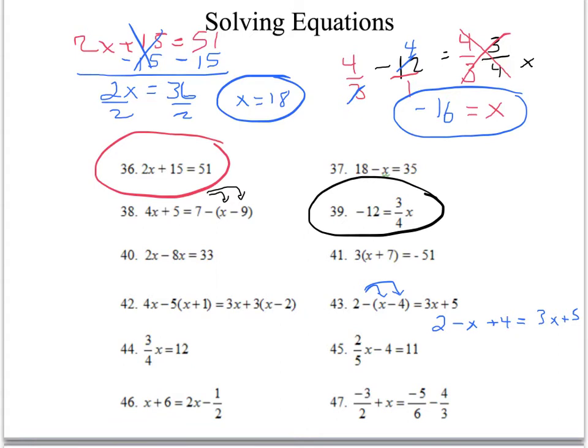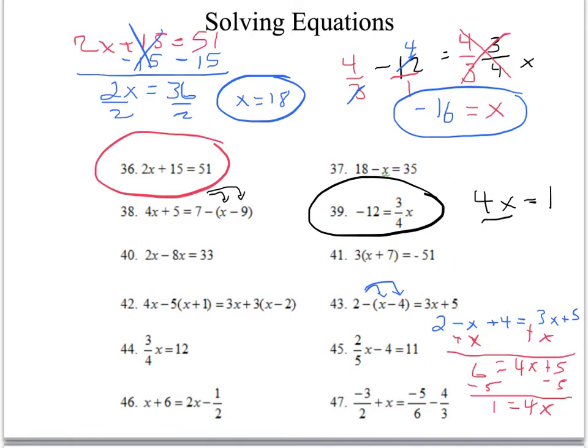Next, we have to get all our x's on one side of the equation. So I'm going to add x to both sides and combine terms. So I'm going to do a couple things at once. I'm going to add the 2 and the 4 together to get 6, and that equals 4x plus 5. And then, of course, I need to subtract 5 because, like I said earlier, we have to get all the x's on one side of the equation and then all the constants on the other. So 4x is going to equal 1. Since I'm running out of room, I'm going to write this above here. 4x equals 1. Divide both sides by 4, and we get x equals 1/4.